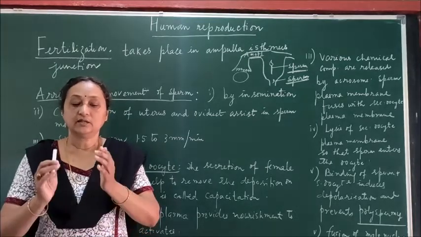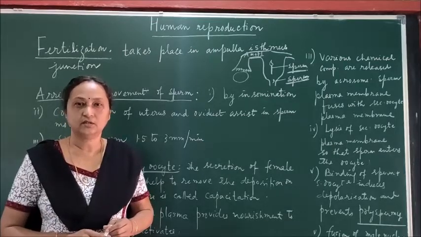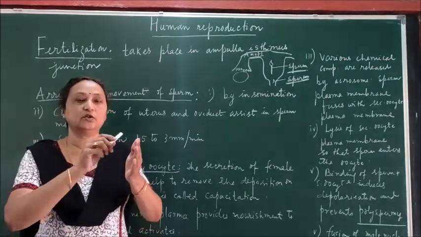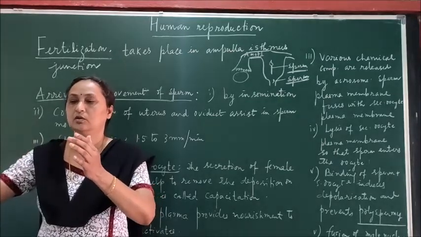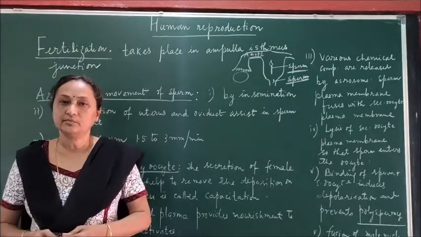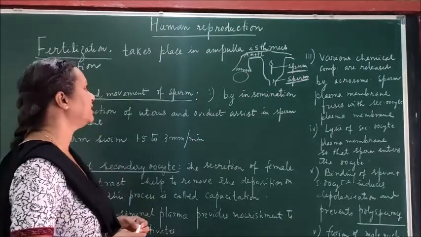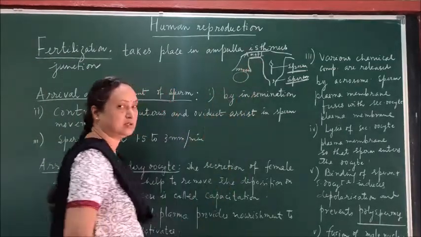Okay? But what is the place where the fertilization actually takes place? Fertilization does not take place in all parts of the oviduct, which is a long tube, and it does not take place in the uterus or in the cervix. So where does fertilization actually take place? It takes place in the ampulla isthmus junction.